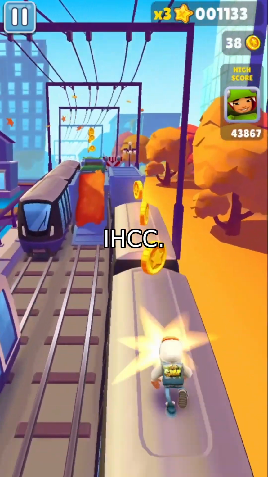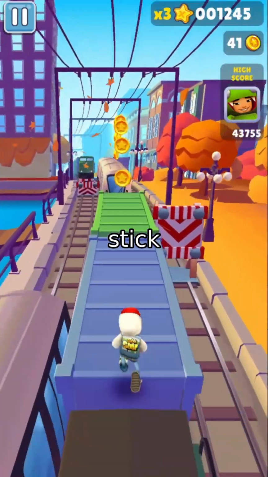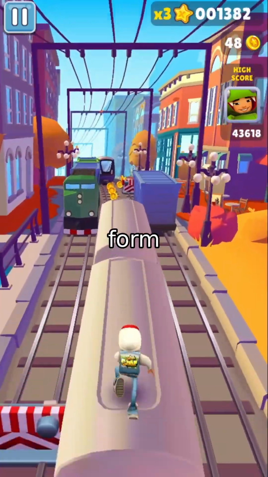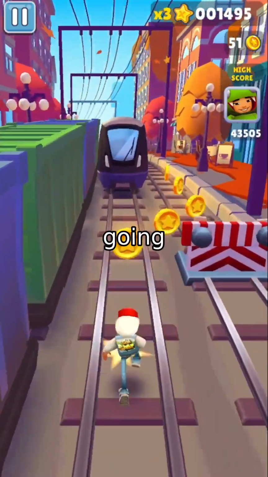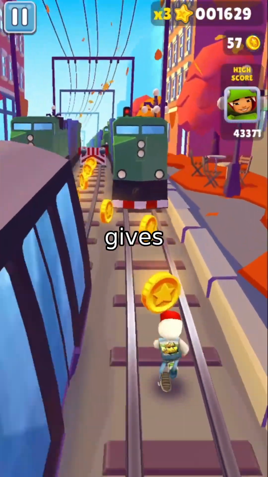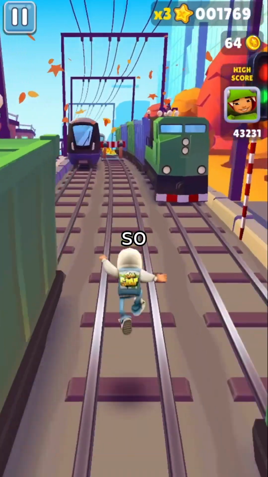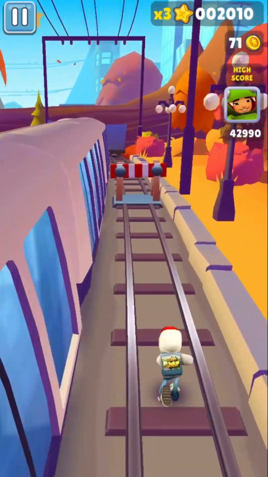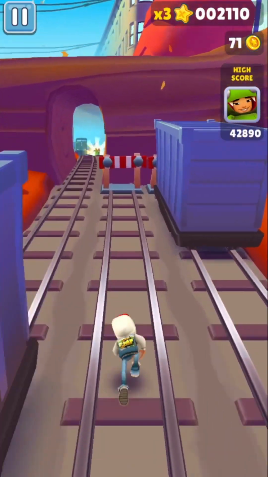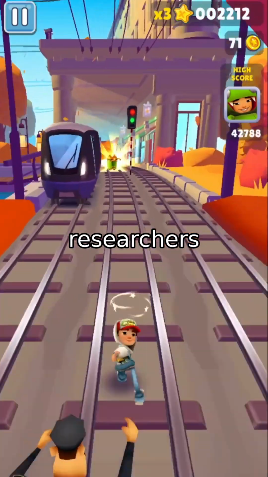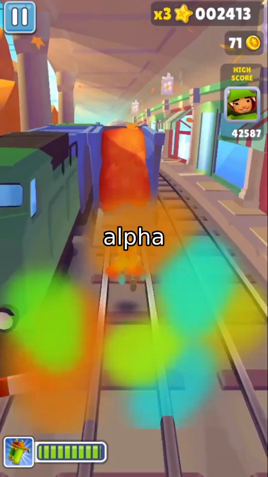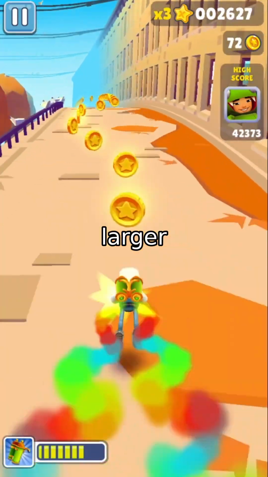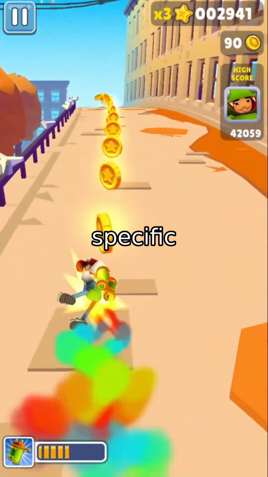Let's unpack IHCC. It starts with a concept called a stick-breaking prior, which models how clusters form in data. Imagine a stick you're going to break into pieces. The first break gives you a chunk, the next splits the remainder, and so on. This process lets the model dynamically decide how many clusters to create. No need to guess up front. By adjusting a parameter called alpha, researchers control the granularity. A smaller alpha creates fewer, broader clusters, while a larger alpha splits data into finer, more specific groups.